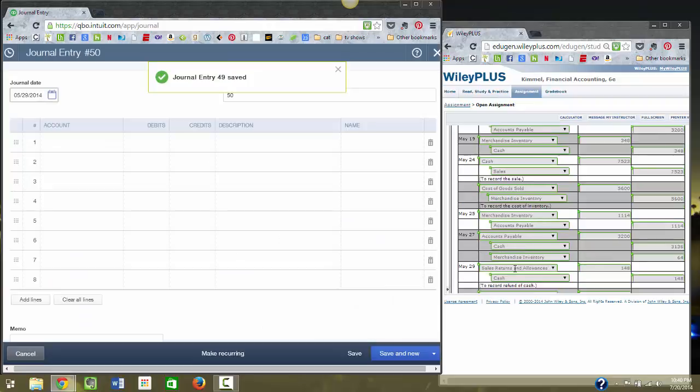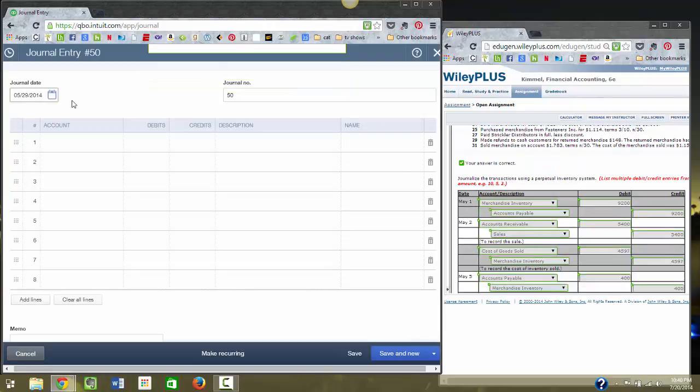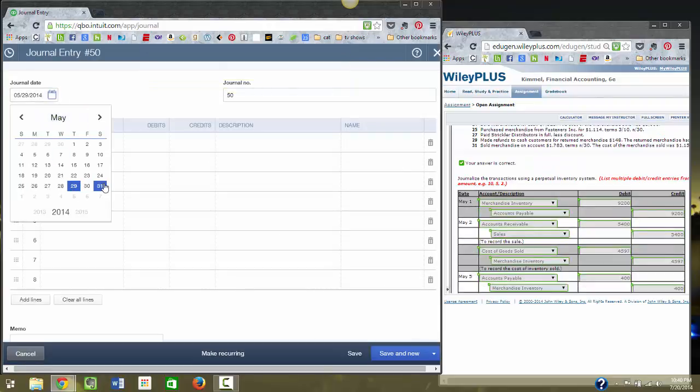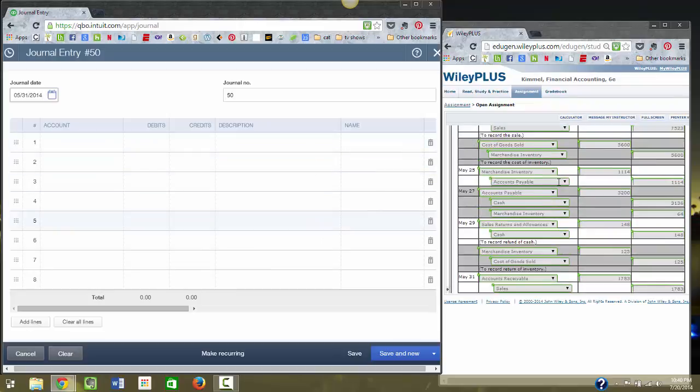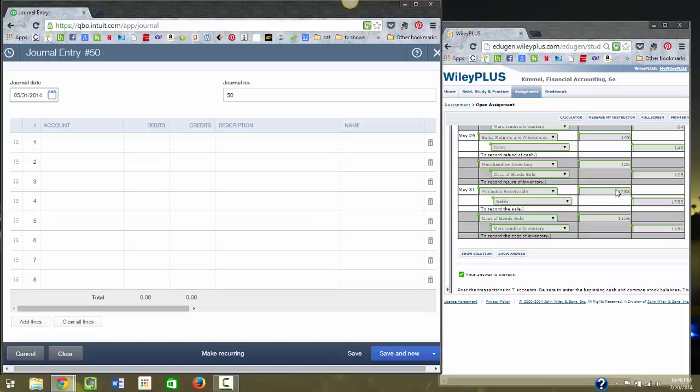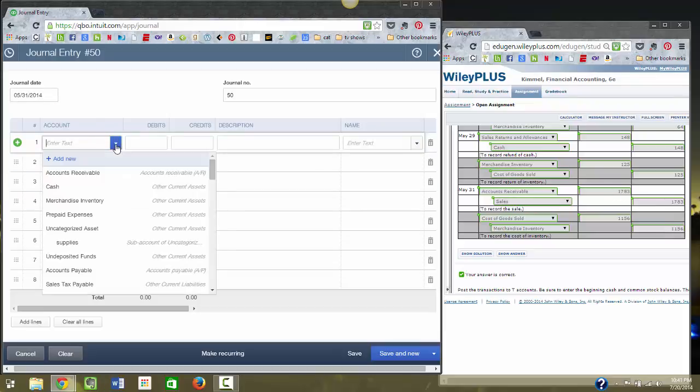Okay, and finally, last entry is the 31st. Let's change the date. Sold merchandise on account, 1783. Okay, another unnamed customer. We will assume they're a different customer, so we're going to put them in as customer 2. But first things first, we're going to debit accounts receivable for 1783.